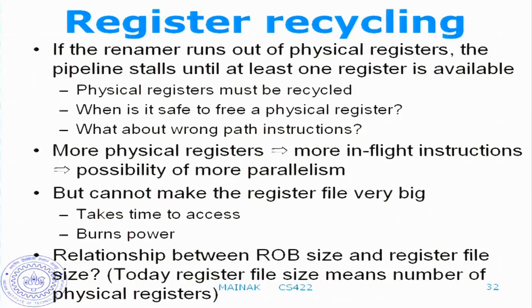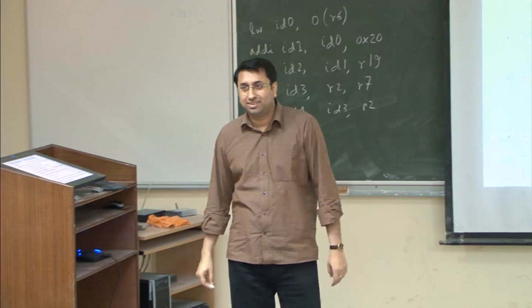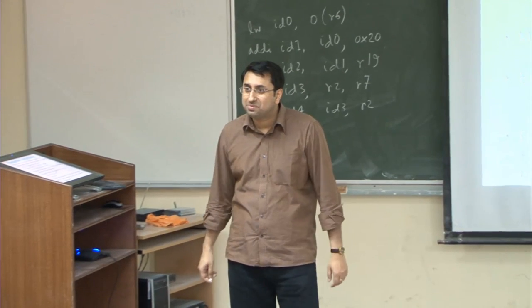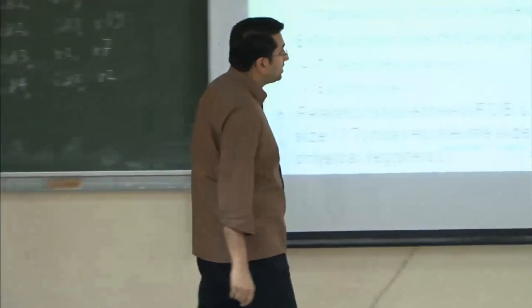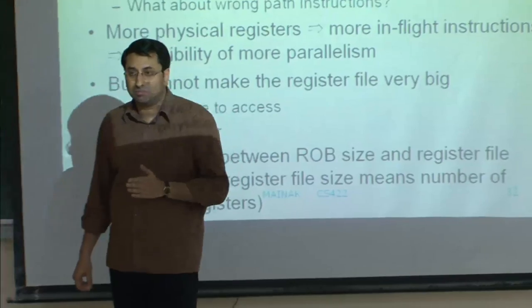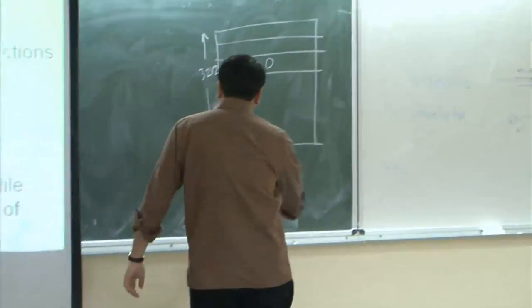So if I have a ROB size, ROB size should be greater than n? Why? I can have a very small ROB. What's wrong with that? I can have a ROB of one instruction. You don't need more. All I'm saying is that the minimum number of physical registers occupied is going to be n at any point in time. Register file size should be greater than n.